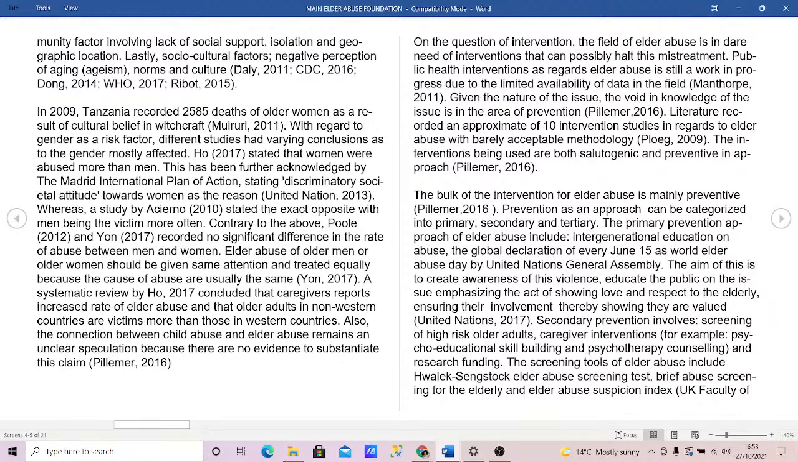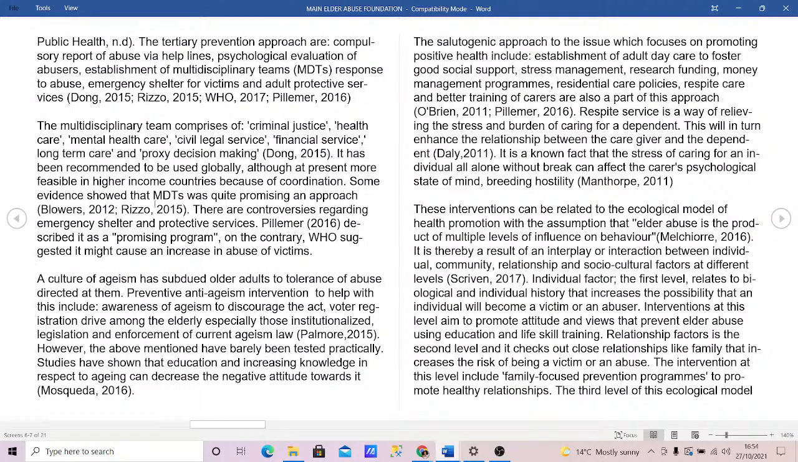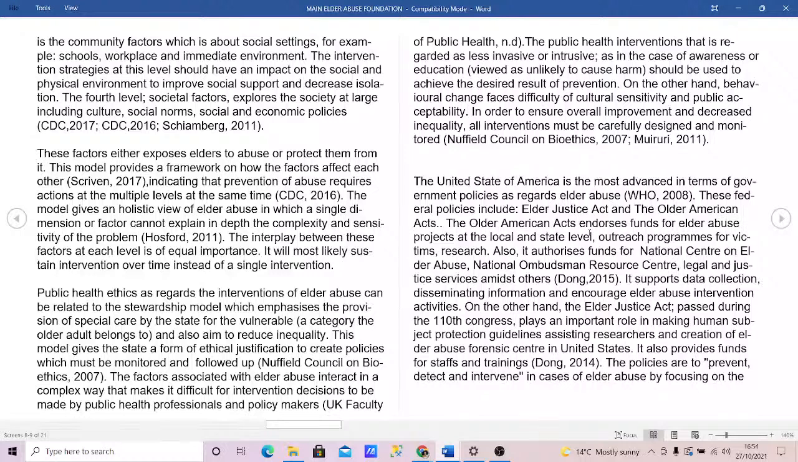So let me see if there is another paragraph that is quite distinctive like this, where we can identify some form of critical analysis. Okay, let me just take a view of it. On the question of intervention. No, I want a textbook example. So let me just look again and be very sure. All right, let's move forward a bit. This intervention can be related to the ecological model. Blah blah blah. This is a very long essay. I mean, a lot of research must have gone into this.